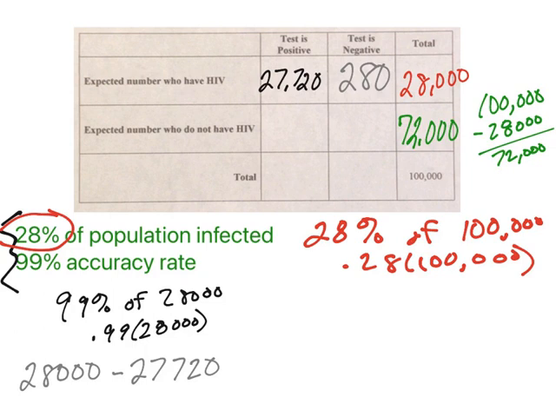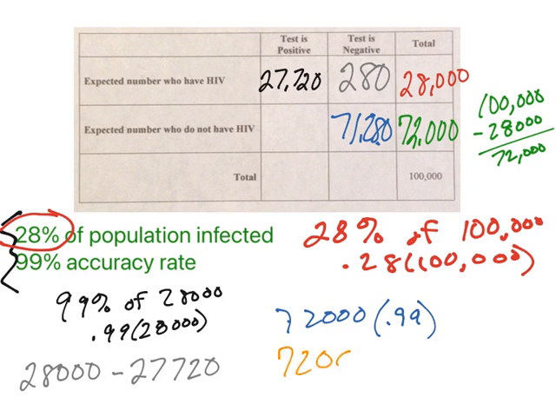Okay, now let's go to those who do not have HIV. Think about this. Okay, I do not have HIV. If I am tested, how would I expect to test? Well, if I don't have it, I would expect to test negative. So that's where the accuracy rate's going to come in. So 72,000 people do not have HIV. 99% of them are going to test negative. So that gives me 71,280. Let your common sense dictate this, right? So if I have 72,000 non-HIVers and 71,280 test negative, that means 720 will test positive.